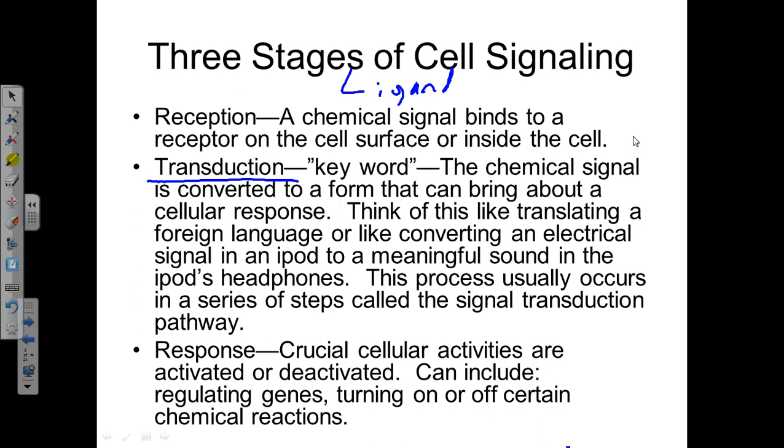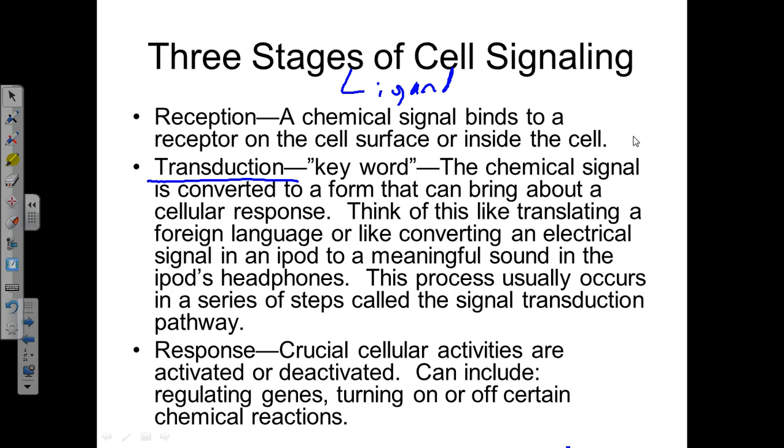So in the response, some kind of crucial cell activity is activated or maybe deactivated. It could be turning on or turning off a gene. It could be turning on a certain process in the cell, like a certain kind of chemical reaction, like breaking down glycogen. It could make a protein. Any kind of thing like that.